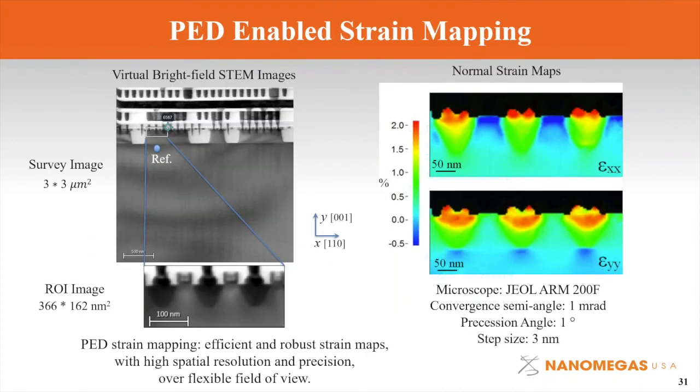Because of the enhanced accuracy and precision, we can get pretty efficient and robust strain maps, an example shown on the right, with good spatial resolution and precision over a flexible field of view.